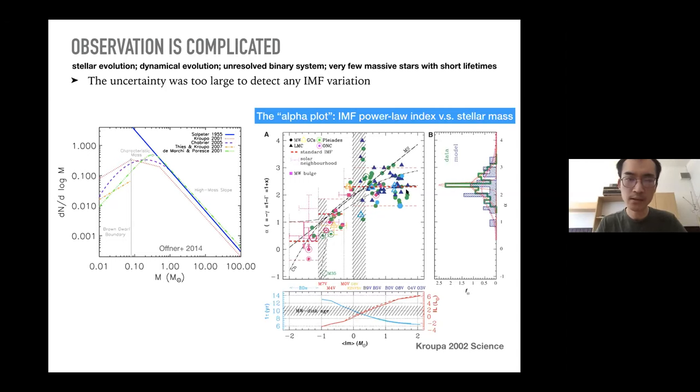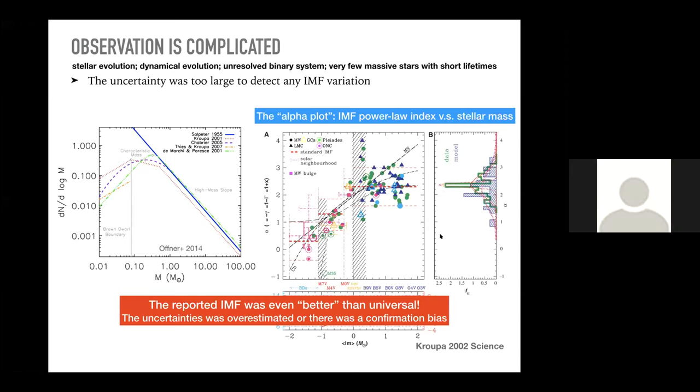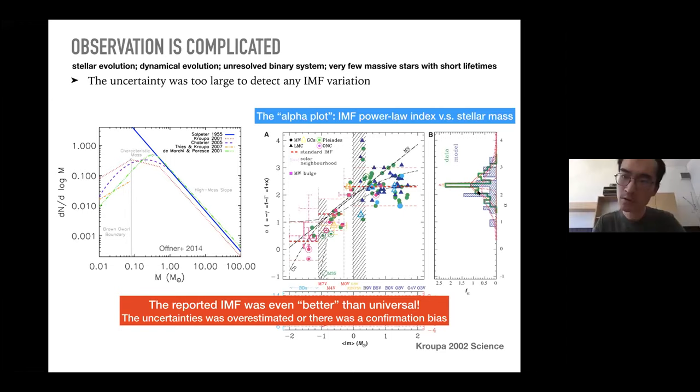In fact, you would expect large scatter, even better than a universal IMF. I think the green histogram is the observations, and in theory, if you have a universal IMF, you would expect something like the blue histogram here. So that is to show that either the uncertainty was overestimated or there was a confirmation bias on the universal IMF.